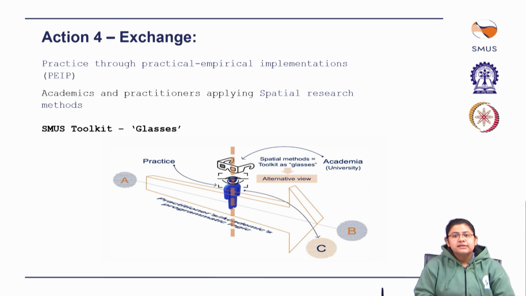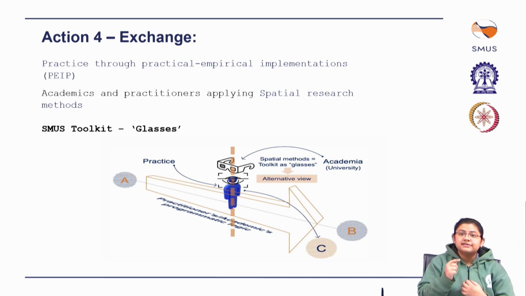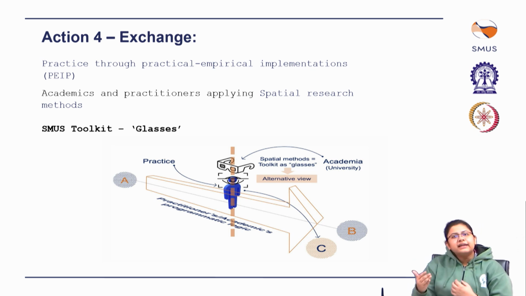So the SMUS have developed a toolkit, which they call the SMUS glasses, where they have decided upon a set of spatial methods that can be used to teach the inhabitants of the space how to perceive the space that they are living in from a new perspective, and how they can actually use those toolkit, those glasses, to teach their future generations and other people in the community they are engaging with.